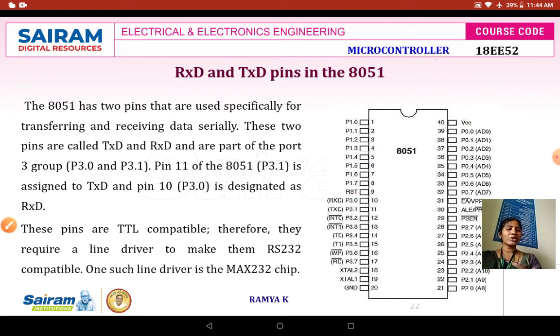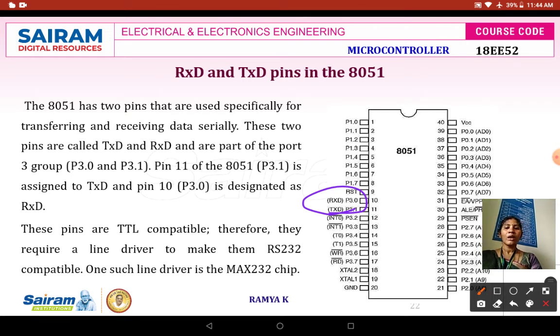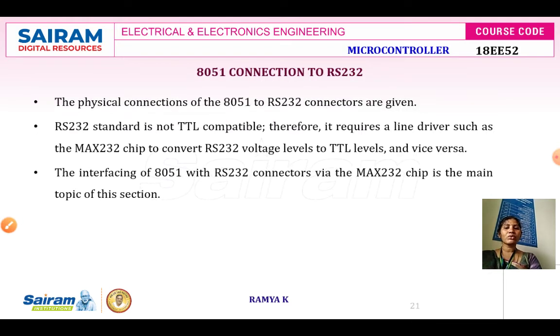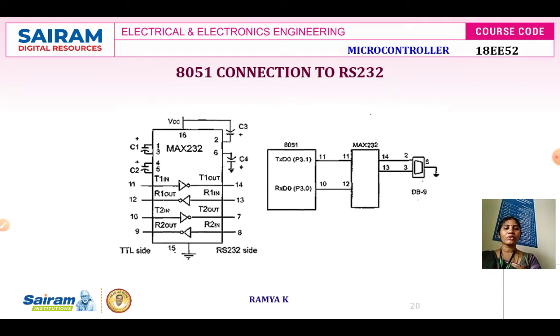So this is the importance of your P3.0 and P3.1 in case of your 8051 microcontroller, and also it has been discussed when we handled our module 1. Now I wanted to discuss something about your MAX232. So what is meant by a MAX232?